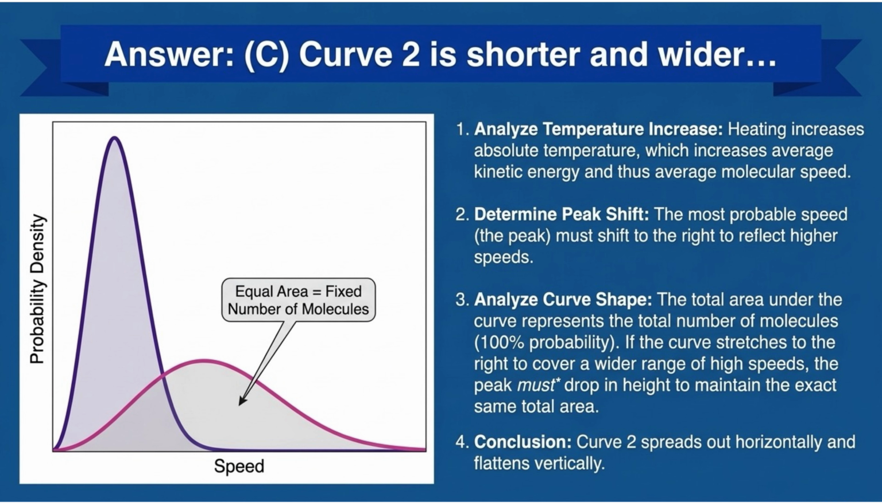Of course, C, the answer is shorter and wider. Heating raises the average speed, so the peak slides to the right. Easy enough, but here's the part that catches people. The area under the curve is the total number of molecules, and that has not changed. So if the curve spreads out, which it must because the speeds are now more varied, it has to drop in height to keep the area constant. So wider necessarily means shorter. Conservation of molecules forces the squish.